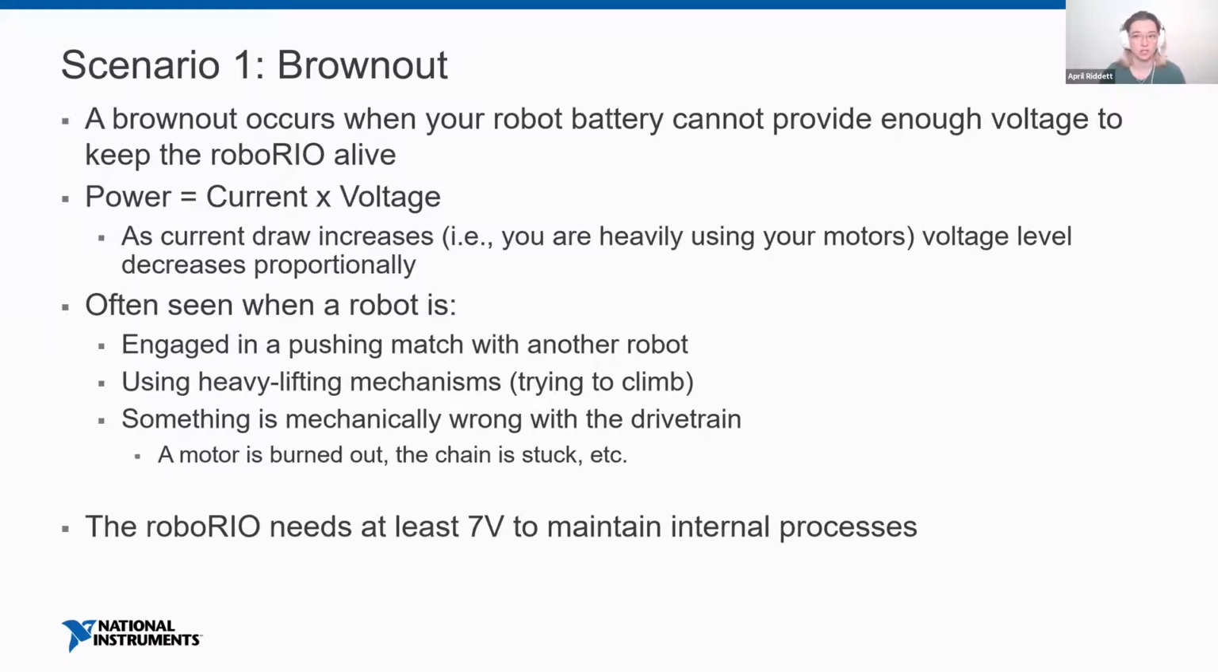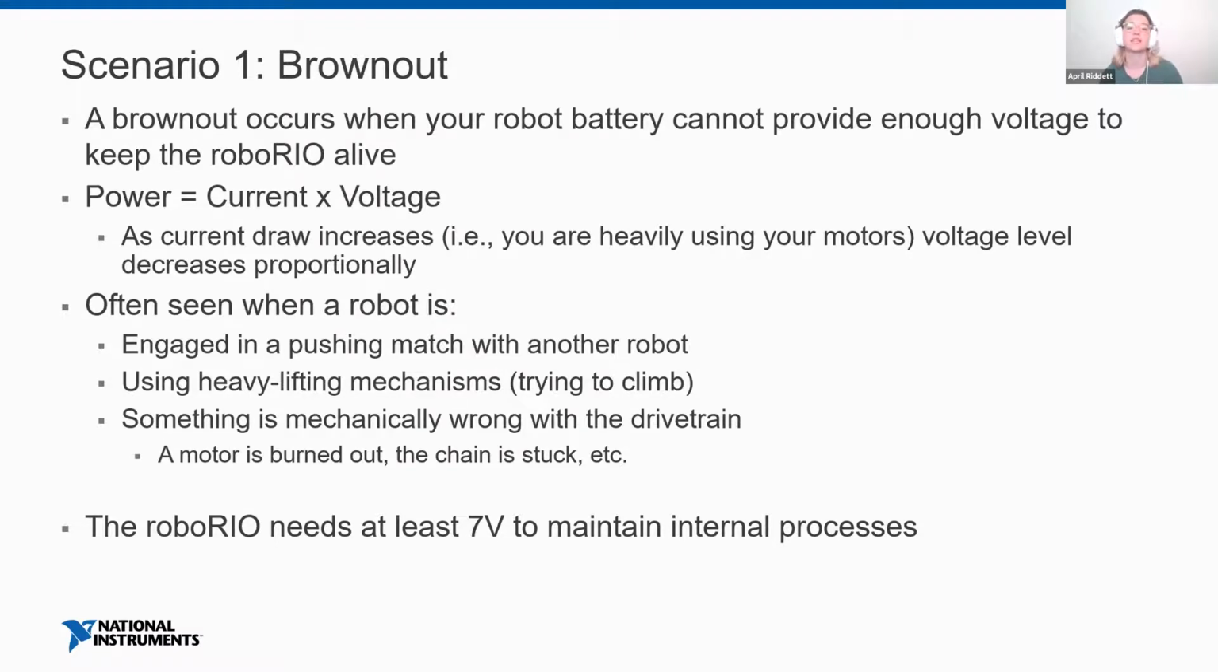As you draw more current, that voltage level drops. Things that draw current are basically driving your robot, using your motors. When you're really pushing your motors to their limit, that's when you're going to see the most current draw.